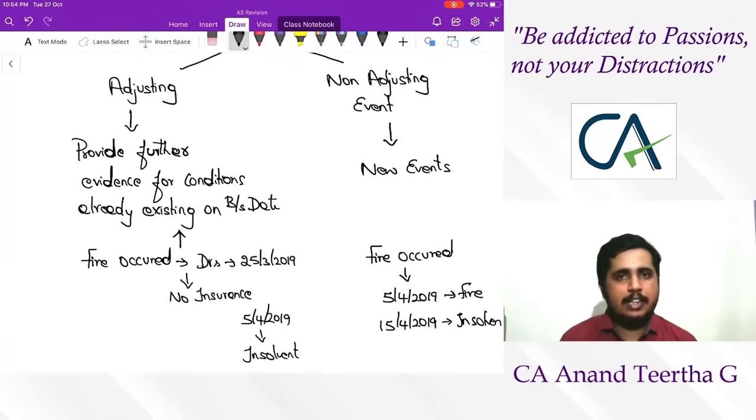If that is the case, then just think about it. As on 31st of March, balance sheet date, was there any condition? No, he was fit and fine. There was no problem with this business, no issues whatsoever. On 5th April, fire occurred. The insolvency problem occurred on 5th April, which means it occurred in the next year. It's a new event. So the same example, we can convert into an adjusting event or a non-adjusting event. If that condition existed on the balance sheet date, it is adjusting, otherwise it is non-adjusting.